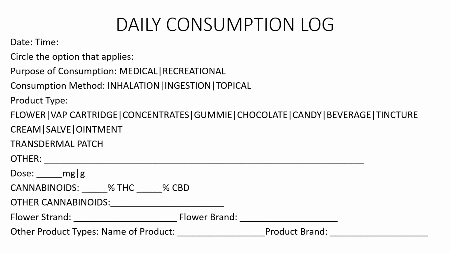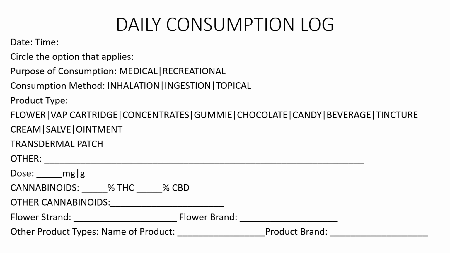And then we move on to the daily consumption log. You will use the daily consumption log for frequency and potency. You will use it for each time that you consume. So you will write the time and date, and you would choose the purpose of consumption.